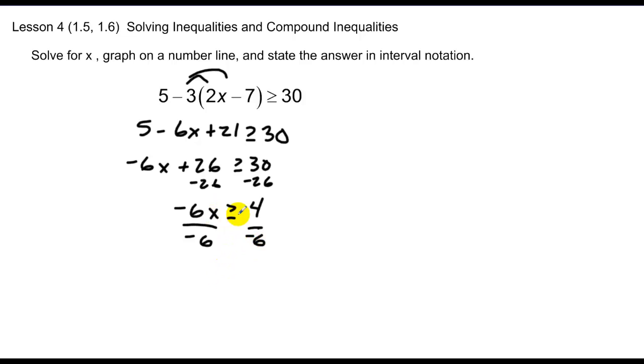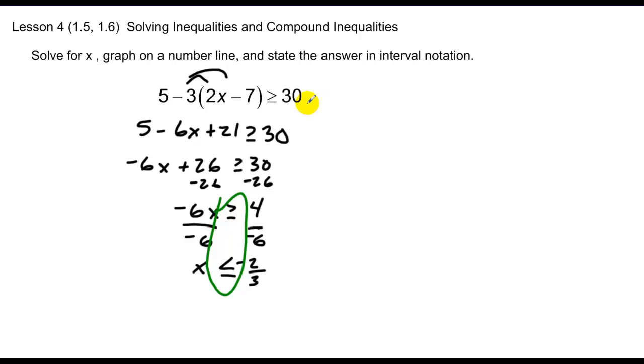Then I'm now going to divide both sides by negative 6. Since I'm dividing by a negative number, we end up with x is less than or equal to negative 2/3. Notice the inequality switched.